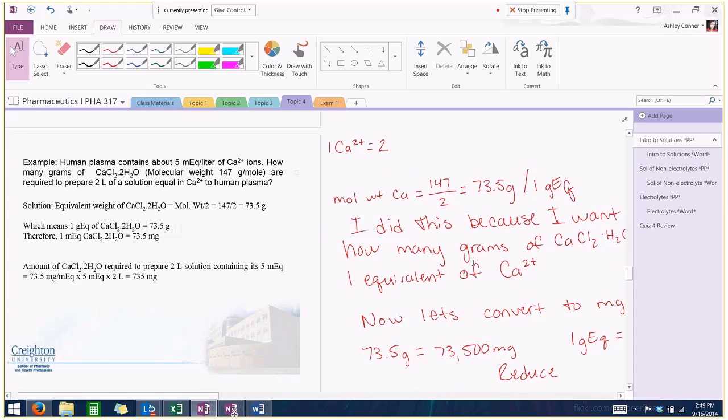His example here was human plasma contains about 5 milliequivalents per liter of calcium ions. How many grams are required to prepare 2 liters of a solution equal to calcium? So the first thing I did was figure out what I am going to divide by. I have 1 calcium in there, and I know from past experience that calcium is a positive 2 charge.